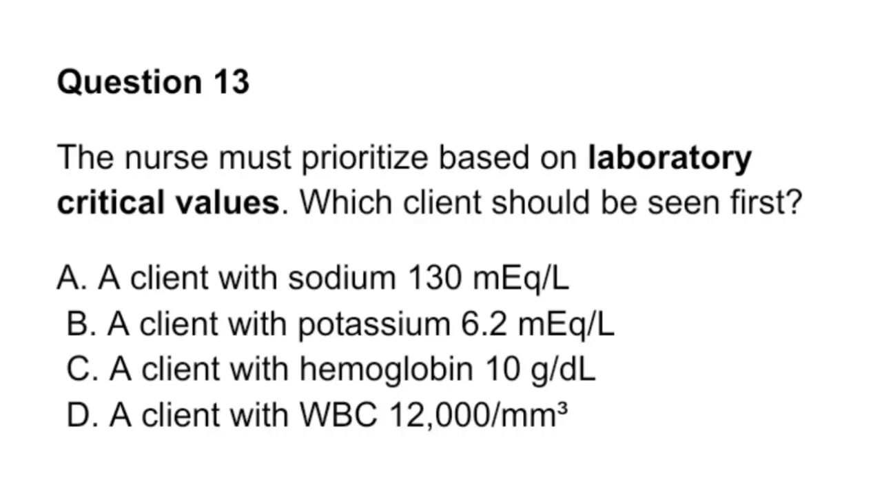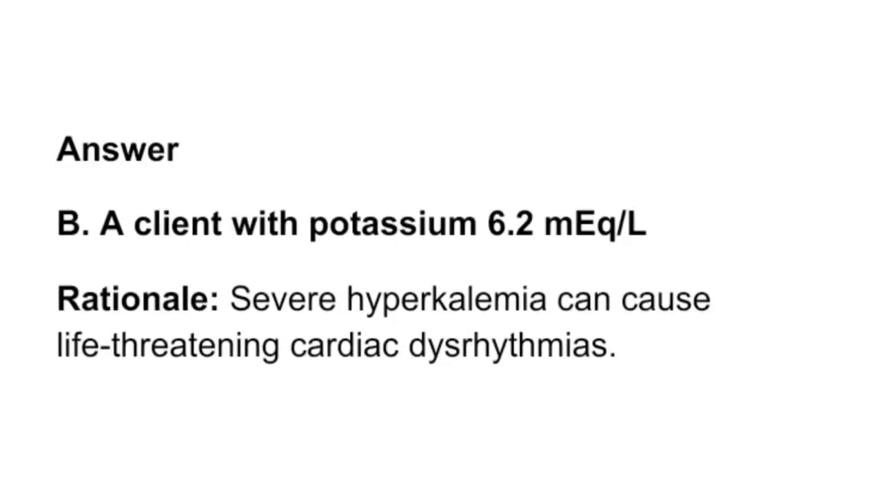A, a client with sodium 130 milliequivalents per liter. B, a client with potassium 6.2 milliequivalents per liter. C, a client with hemoglobin 10 grams per liter. D, a client with WBC 12,000 cubic millimeters. Answer: B, a client with potassium 6.2 milliequivalents per liter. Rationale: severe hypercalcemia can cause life-threatening cardiac dysrhythmias.